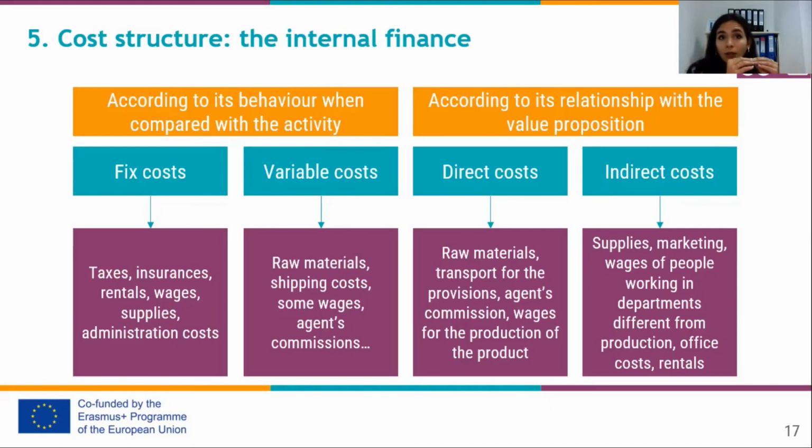And some examples of indirect costs, we have the supplies. That's because I need this energy or I need this water to produce, but it is not something that I pay for directly. The marketing is also an indirect cost because this is something that I need to sell. It is something complementary. The wages of the people that are working in the departments different from production. For example, the people that work in the marketing department or the people that work in the office, but they are not performing activities that are directly related to this final product. This office cost, the cost that I pay, for example, for the rental of the office or for the material that I need in the office, that is not related with the production of the final product. And also, as I've said, these rentals.